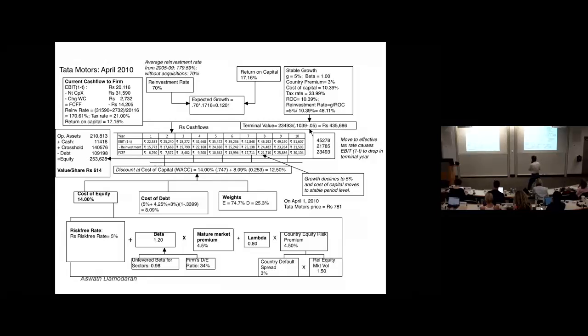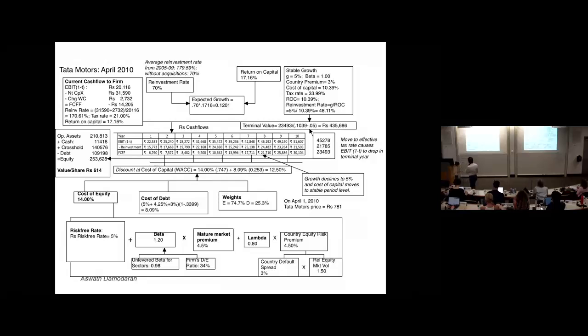I use the 33.99% marginal tax rate for India. My cost of debt in rupee terms is 8%. To get the cost of equity, I start with the rupee risk-free rate, 5%. And again, I promised you I'll come back and talk about how to get risk-free rates in rupees, rupiah, kwacha, whatever currency you want to work with. I take the beta times risk premium. That looks a lot like what I did for Amgen, right? Beta reflects the risk of the business they're in. The risk premium is the risk premium for a mature market.